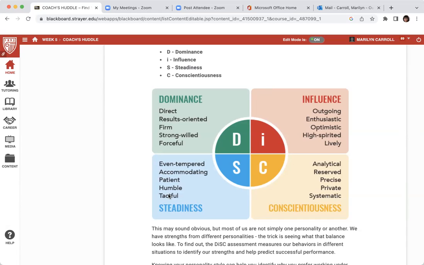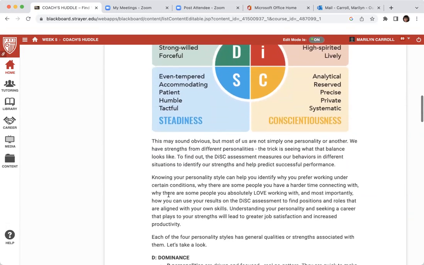So this may sound obvious, but most of us are not simply one personality or another. We have strengths from different personalities. The trick is seeing what the balance looks like. To find out, the DISC assessment measures our behaviors in different situations to identify our strengths and help predict successful performance. And I know predicting successful performance is great.